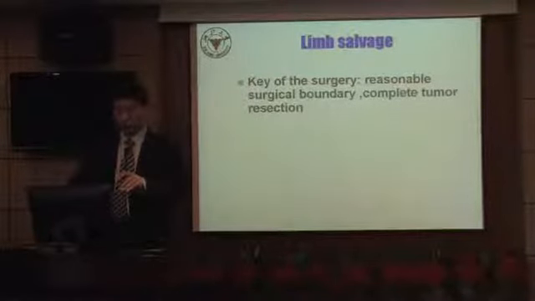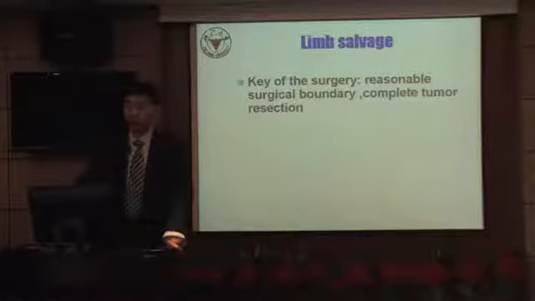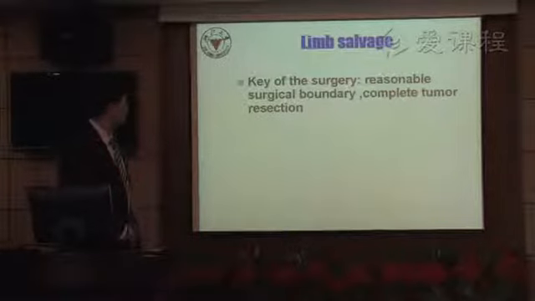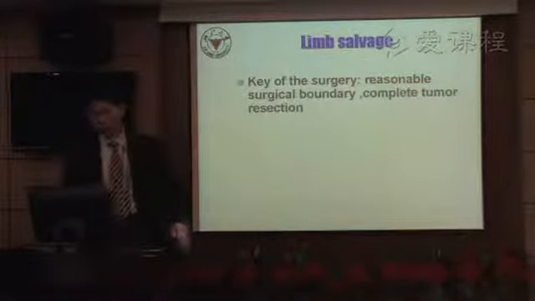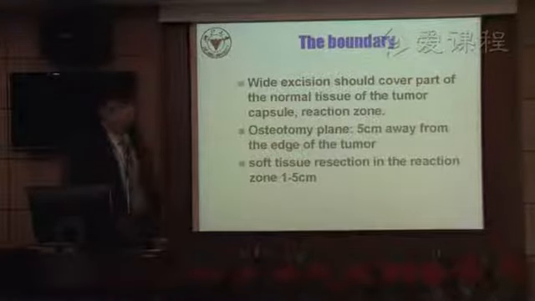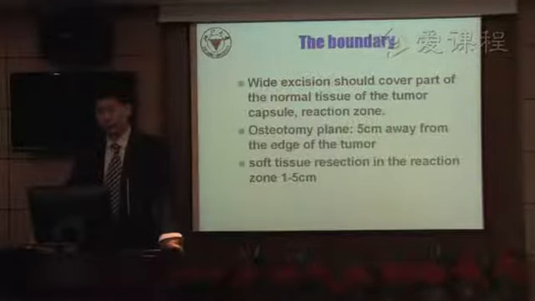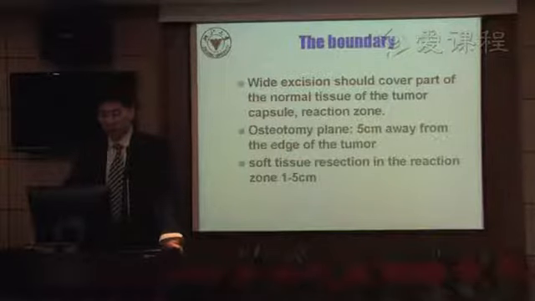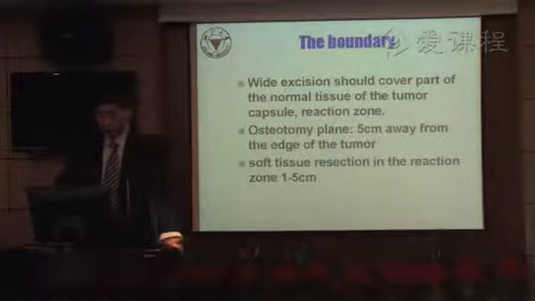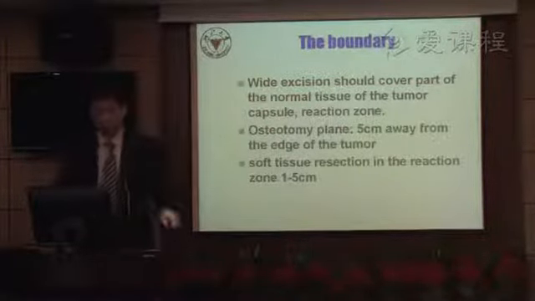If we are going to do a limb salvage, we should know the key of this surgery. There should be reasonable surgical boundaries, and complete tumor resection should be done. The excision should cover part of the normal tissue of the tumor capsule reaction zone, and for the osteotomy plan, we have 5 centimeters away from the edge of the tumor. We should obey this. And soft tissue resection of the reaction zone was 1 centimeter to 5 centimeters.